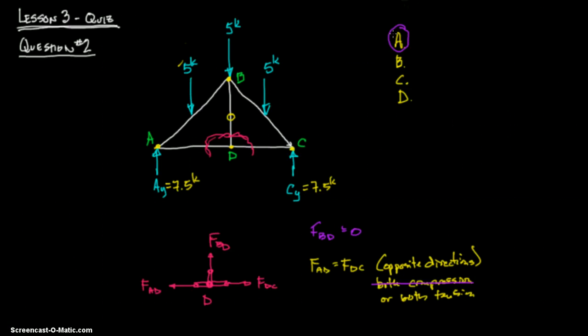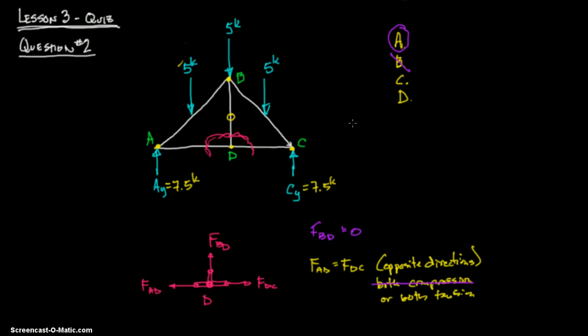Okay, let's go on to B. The force in member BD is 5 kips, and members AB and BC should be designed for combined bending stress and axial. So we know right now that's incorrect because BD is not 5 kips. The second part of that's true. The first part is false, and therefore it is false altogether. All right, let's go on to C.